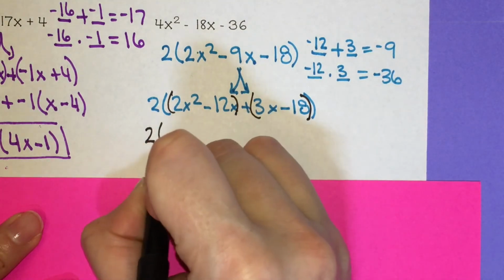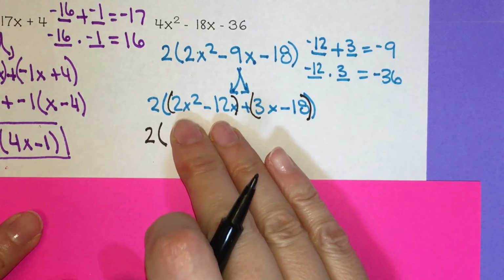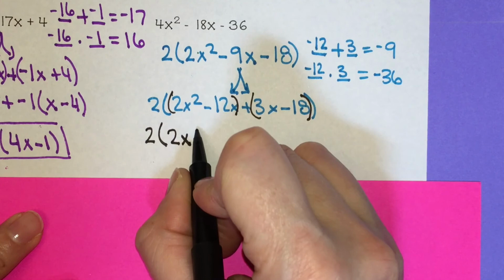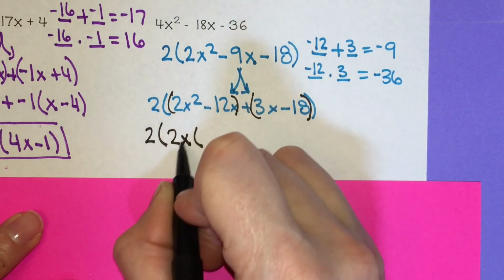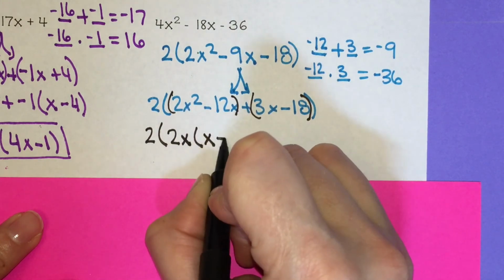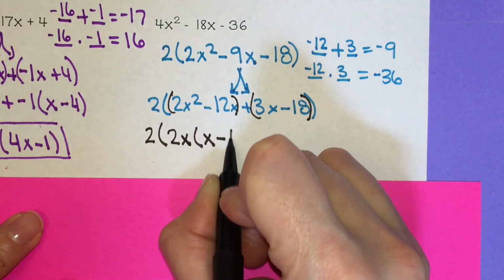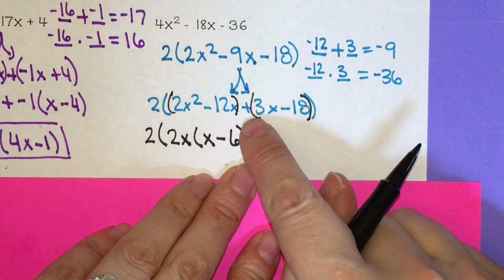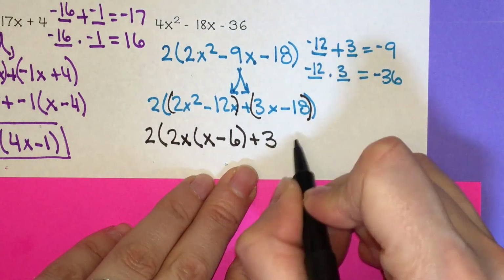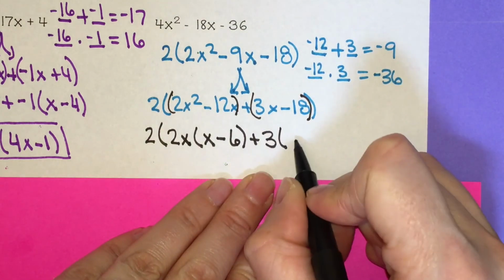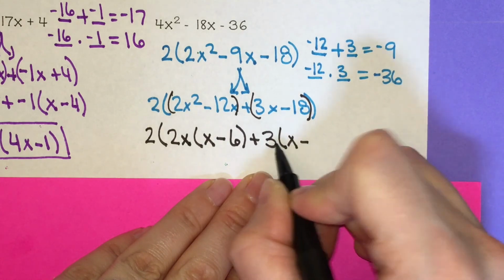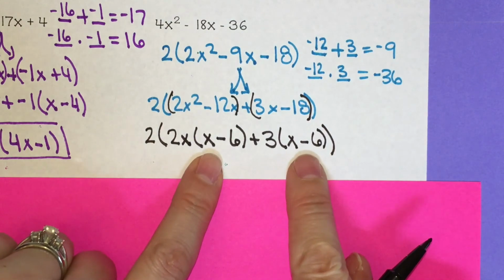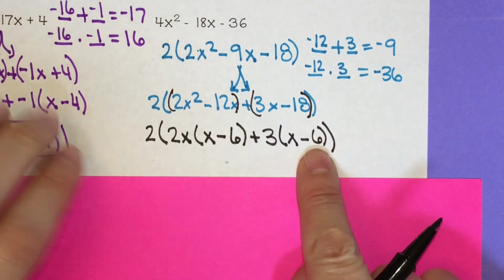So we have 2 times. In the first parenthesis, I can factor out a 2 and an x. I'm left with 2x squared divided by 2x is x, minus 12x divided by 2x is 6, plus, second parenthesis, I can divide both by 3, so I'm going to factor out a 3. 3x divided by 3 is x, minus 18 divided by 3 is 6. And that's what I was looking for, x minus 6 to be the same in both.